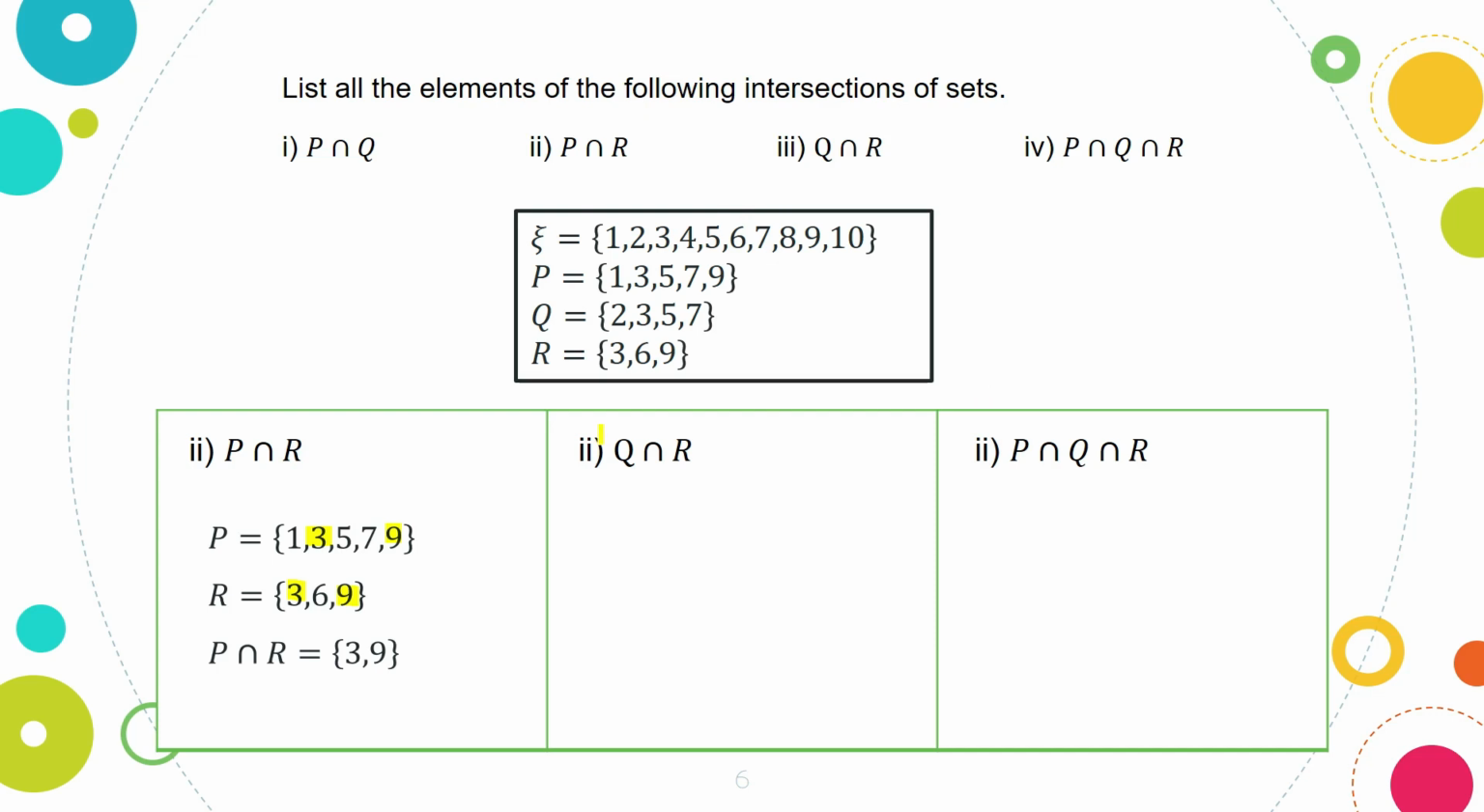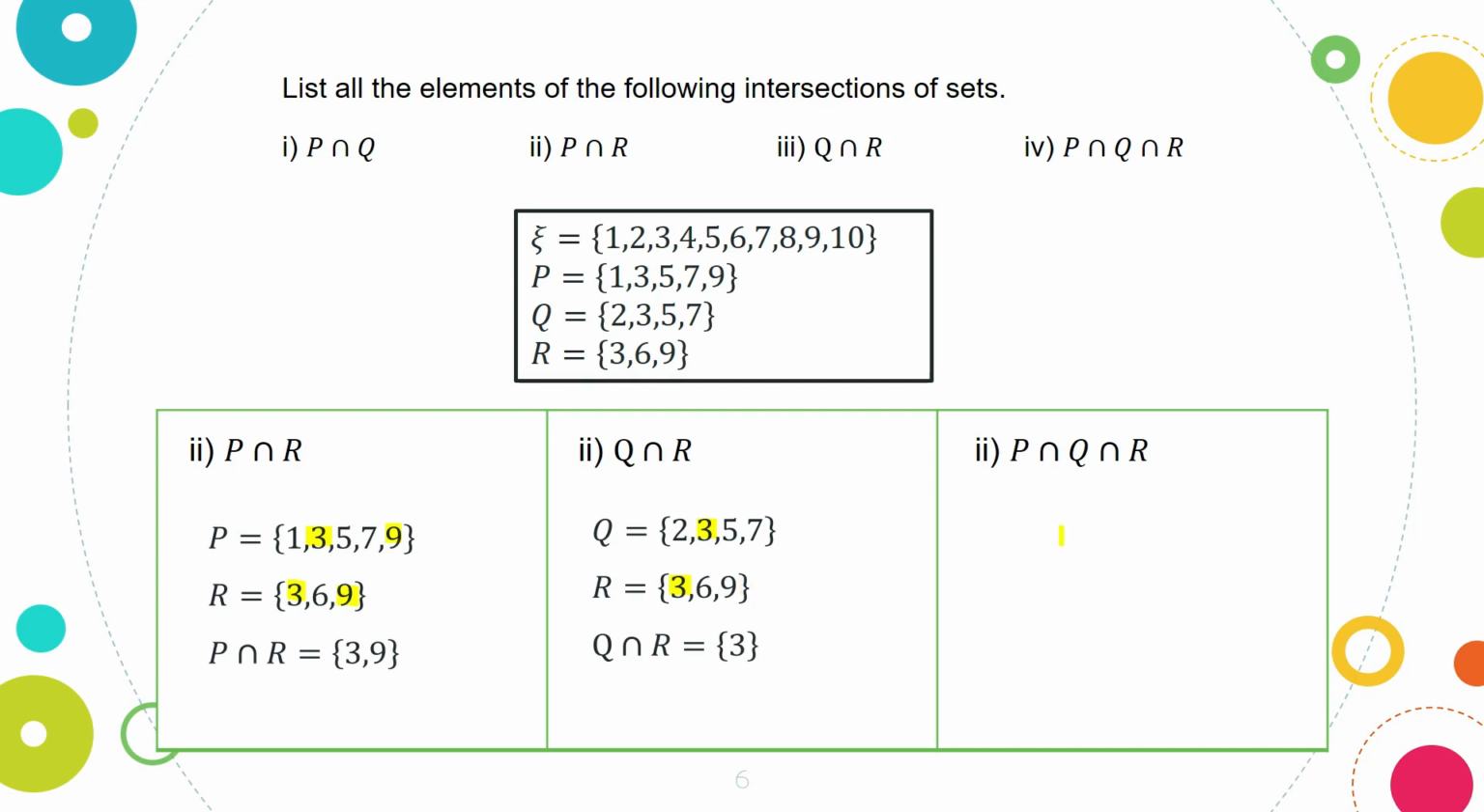Now Q intersect R. First list down the sets, set Q and set R. Then find the common element from both sets, and then we determine that 3 is in both sets. Okay, so the final answer is that the element of Q intersect R is 3. Okay, find the common element.